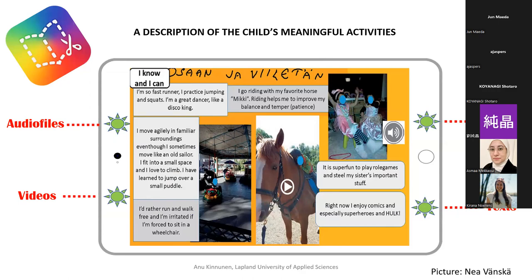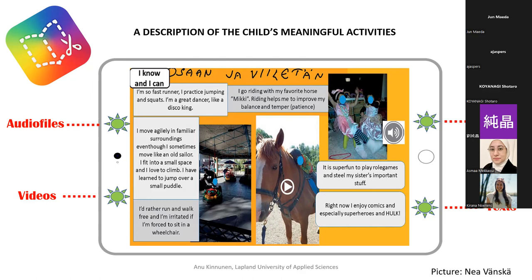So here is one example from one CMAP book. It's a boy's book, and this page is a description of what he knows and what he can do. It's made with the Book Creator application. I don't know if you know it. It's a free application. It's easy to use, and you can share it with other people, for other adults, for a teacher, for rehabilitation professionals. So this is an example of one page of the book.